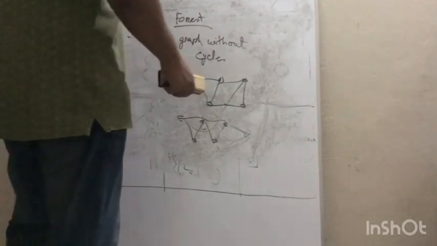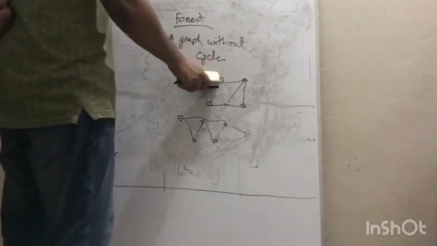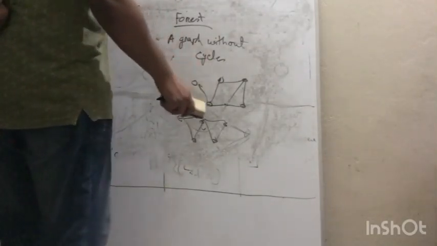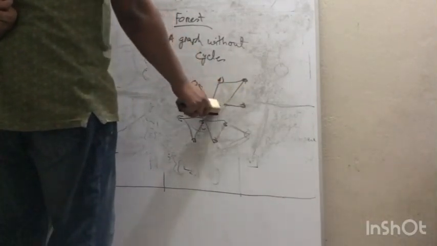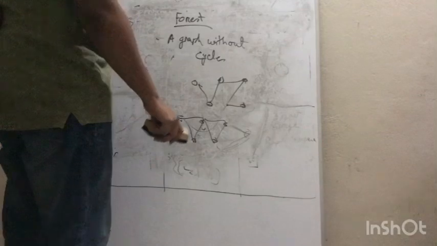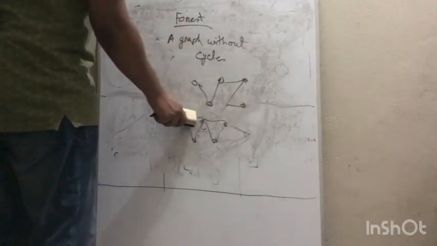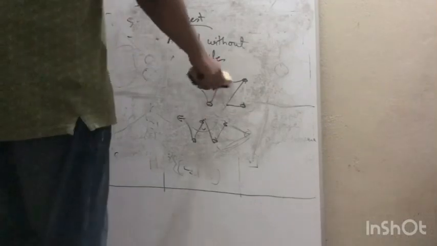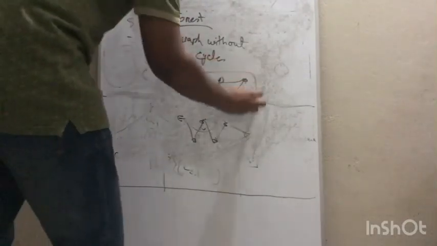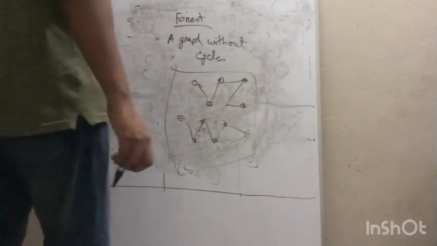How to make it a forest? Let's remove the cycles. Okay, we see no cycles. Now the whole graph is a forest.